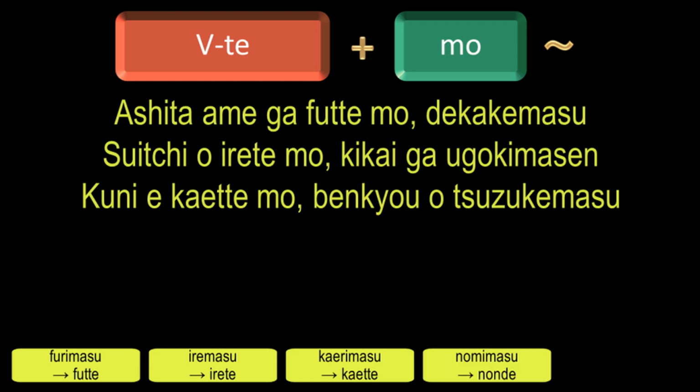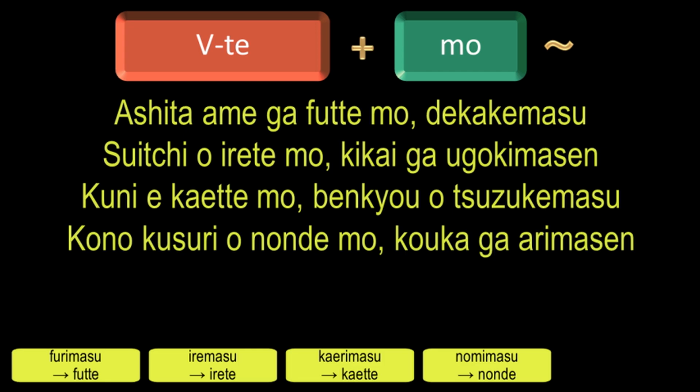The verb nomimas means to drink, and it is also used to describe the action of taking medicines. Its te form is nonde, and by adding mo, we will get the expression nonde mo, which means even though I drink or even though I take. And to say even though I take this medicine, there is no effect, in Japanese it will be kono kusuri o nonde mo kouka ga arimasen.